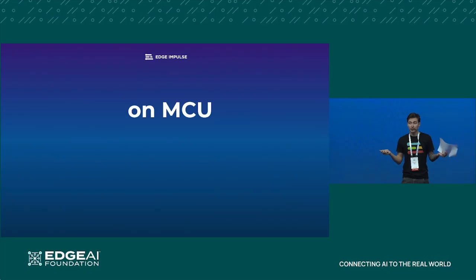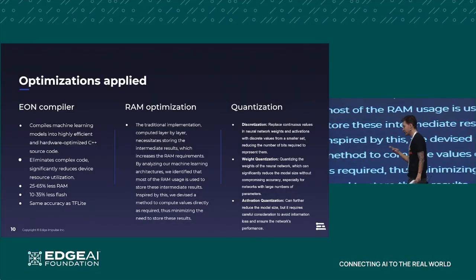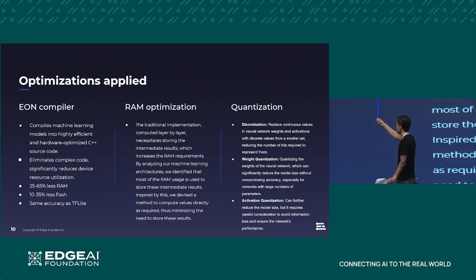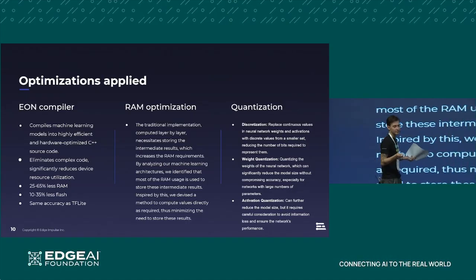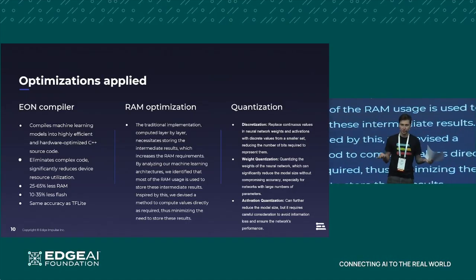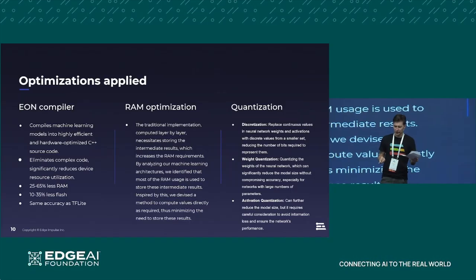Okay, and the next part is on MCUs, right? It's all really great, but if you can only run it on something like a Jetson Orin NX, it's not that great. We want to be able to run it on really small devices. So we have a couple of tricks up our sleeve with Edge Impulse. There is the EON Compiler, which is an umbrella term we use because it's more than one single technology, but essentially it compiles machine learning models into highly efficient and hardware-optimized C++ code.